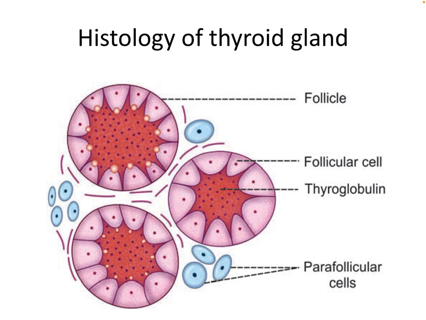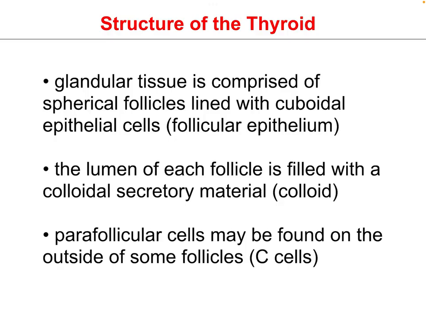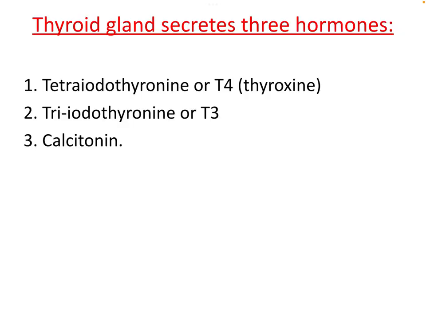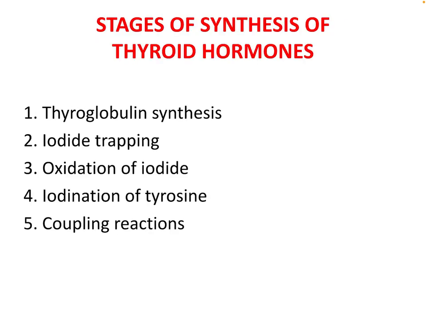Follicular cells also secrete tetraiodothyronine, that is T4 or thyroxine, and triiodothyronine or T3. In between these follicles, the parafollicular cells are also present. These cells secrete calcitonin. These are the three hormones secreted by the thyroid gland.